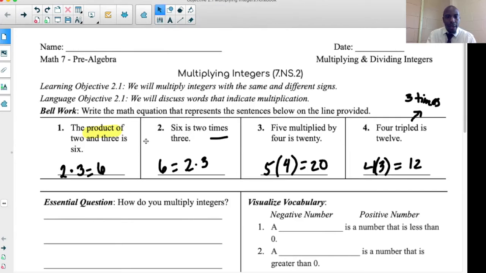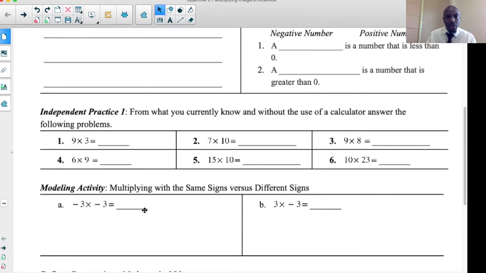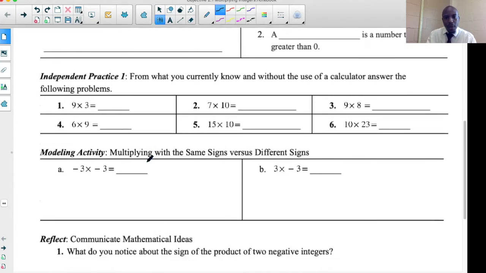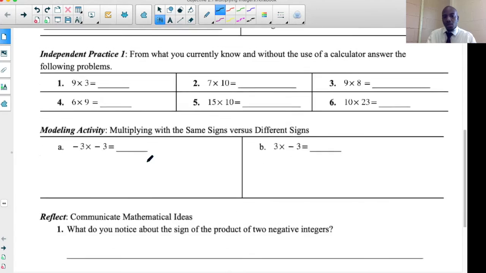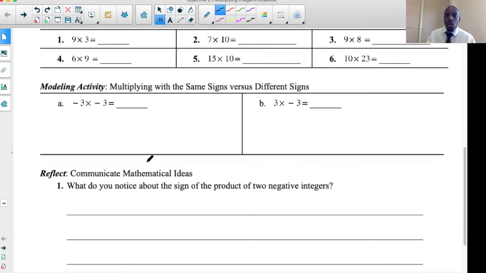How do we multiply integers, whether they're the same sign, whether they're different signs? That's what I want us to focus on. Now, the independent practice one is a nice chance for you to practice showing some of your math skills, some of your memorization techniques for multiplication. I'm not going to go through them so much right now, but I am going to jump straight down to the modeling because I want to talk about what happens when you do multiply with negative numbers, right?